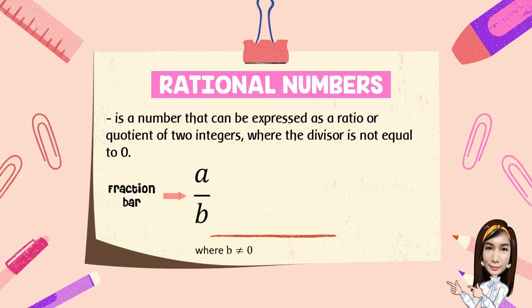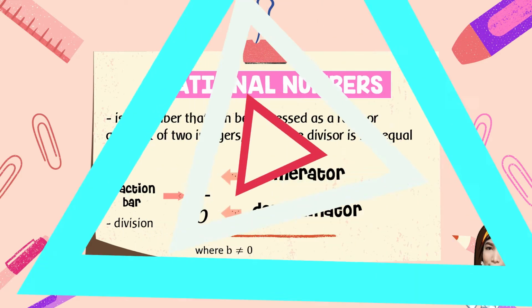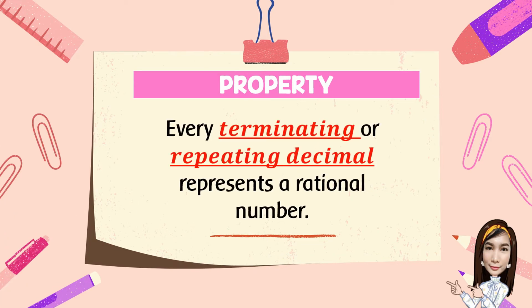The line there is what we call the fraction bar that denotes division. A is the numerator, which refers to the number above the fraction bar. And b is the denominator, which refers to the number below the fraction bar. Every terminating or repeating decimal represents a rational number.